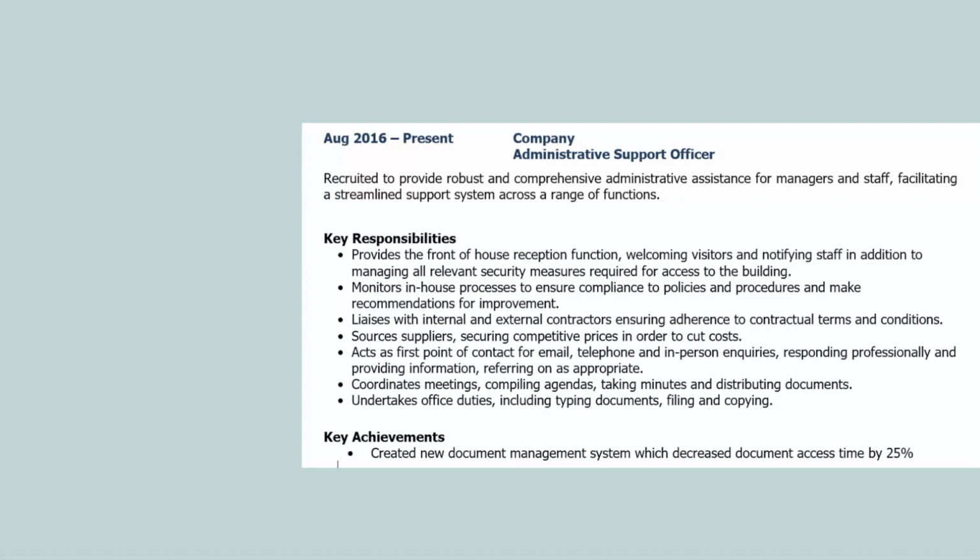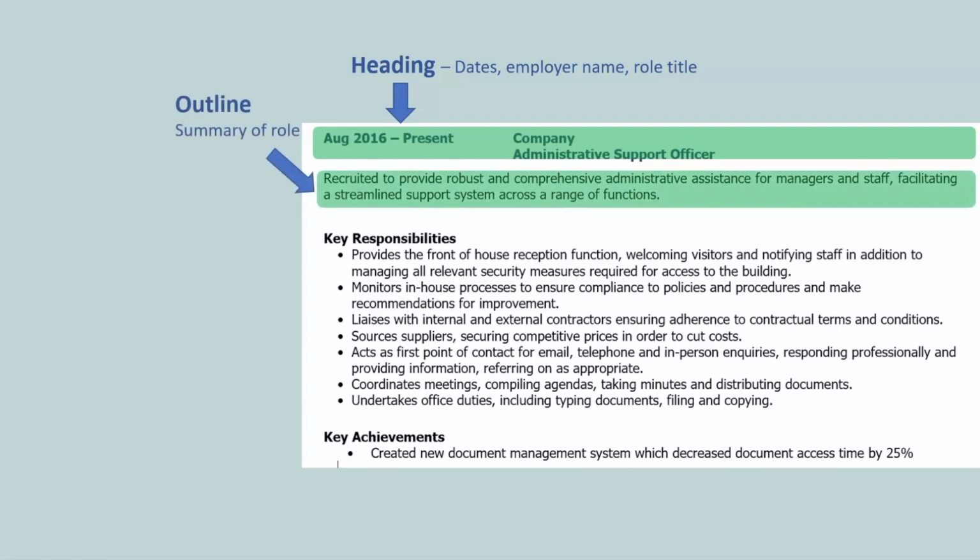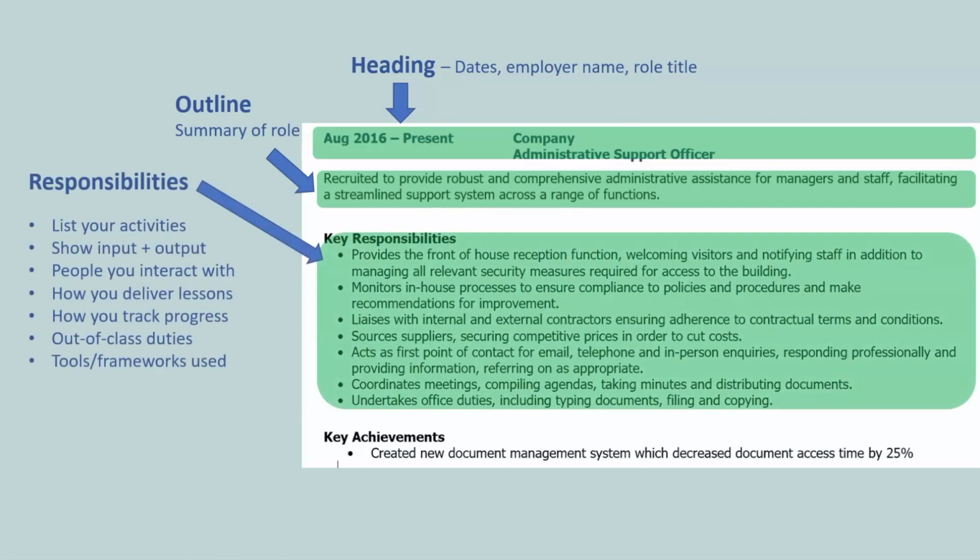So, head each role with a bold heading that breaks the page up and lets people know that this is where the role description starts. Add the dates of employment, the company you worked for, and the job title there. And then underneath that, you want to follow up with an outline that gives an overview of the role. So you should talk about the sort of company you work for, and what the general overall goal of the role was. Then you want to delve down into the detail of the role.